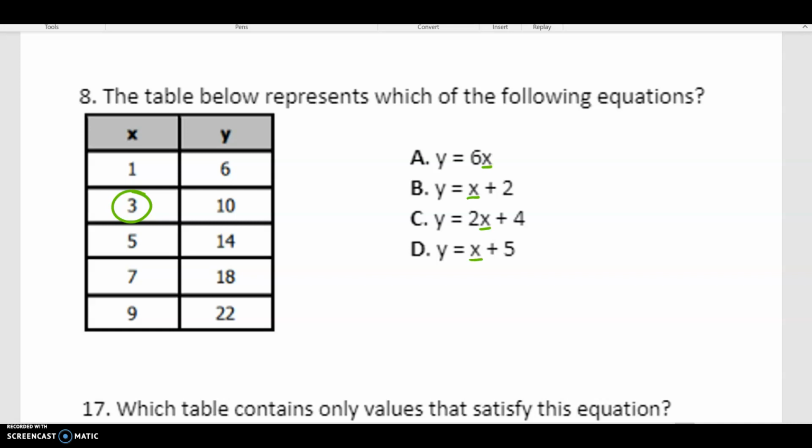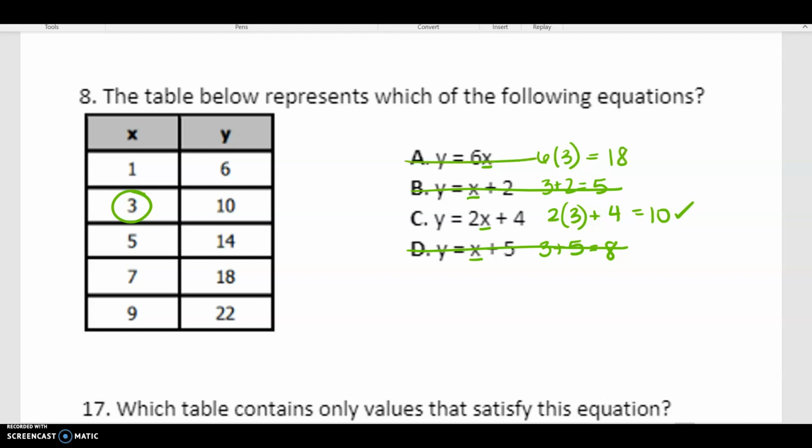So like if I started with D, D says 3 plus 5 equals 8. Well, I'm looking for 10, right? So no, it's not D. 2 times 3 plus 4. So 2 times 3 is 6. 6 plus 4 is 10. That looks good so far. Let's try this one. So this is 3 plus 2 is 5. Well, no. B's gone. 6 times 3 is 18. I need 10. Wow. I found it pretty quickly.